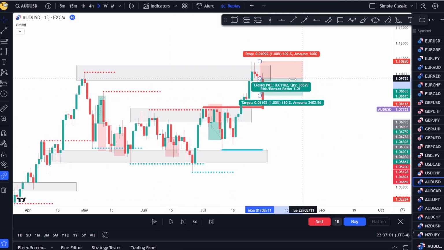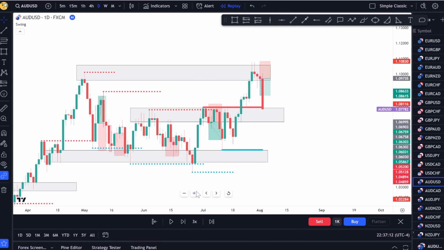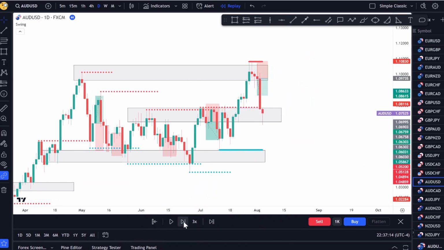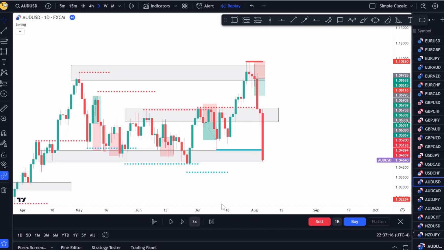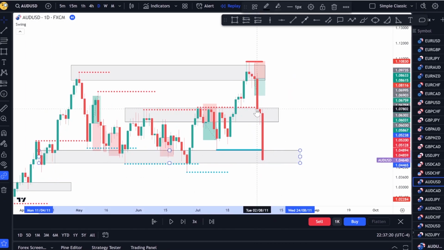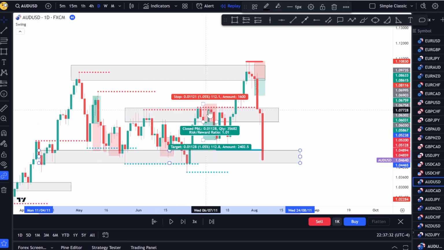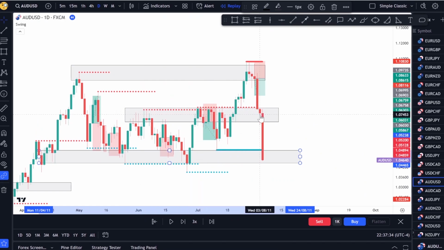Okay, so that's also a winner. One more to go. Wow, it's quite a momentum. That's exactly why I said you need to wait to see signs of rejection before you enter. Just because there is a zone doesn't mean price is gonna respect it. We need to see a change in behavior.